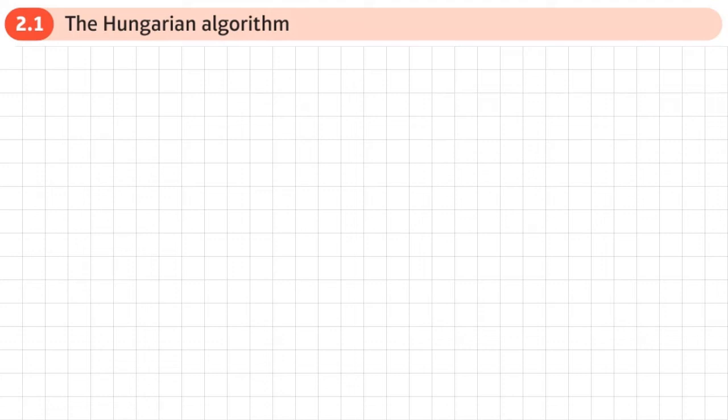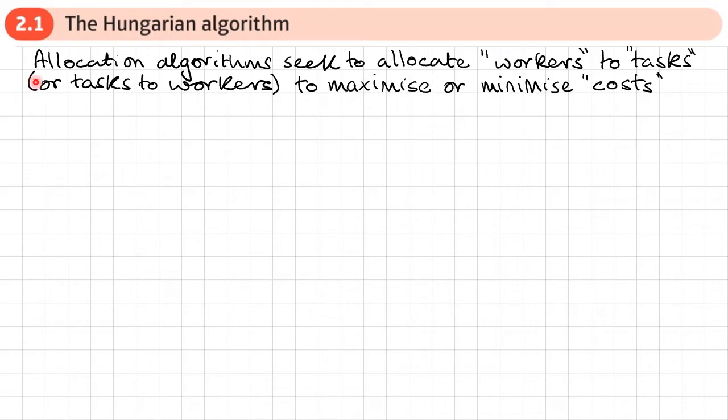This is the first section of chapter 2, which is all about allocation problems. And in this first section, we're going to be looking at the Hungarian algorithm. So this algorithm and others like it, or allocation algorithms in general, seek to allocate workers to tasks or tasks to workers to maximize or minimize costs.